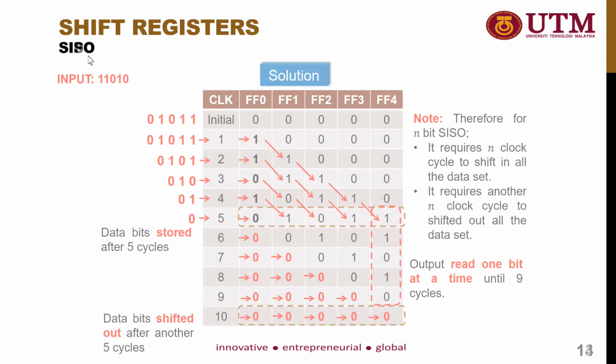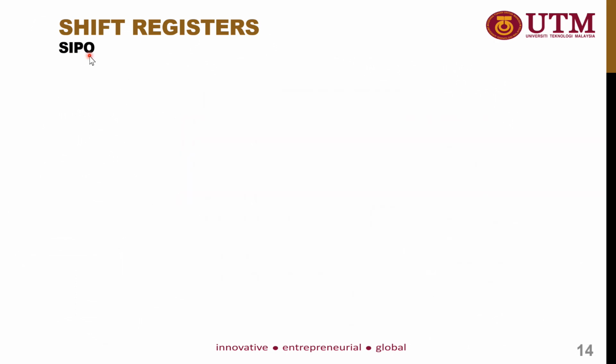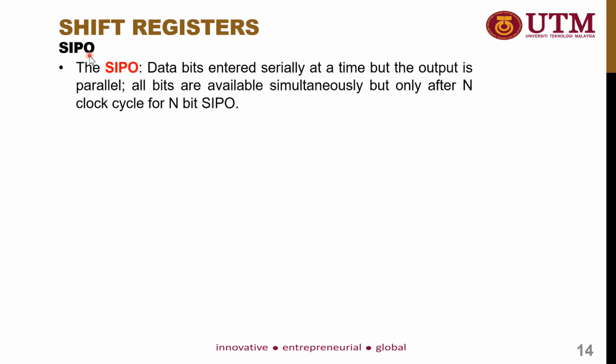Next is serial in, parallel out. So how does this shift register work? Previously we have learned about SISO, which is serial in, serial out. Right now we are learning about serial in, parallel out. In serial in, parallel out, the data bits are entered serially, one at a time, but the output is parallel. So all bits are available simultaneously, but only after n clock cycles for an n-bit SIPO.